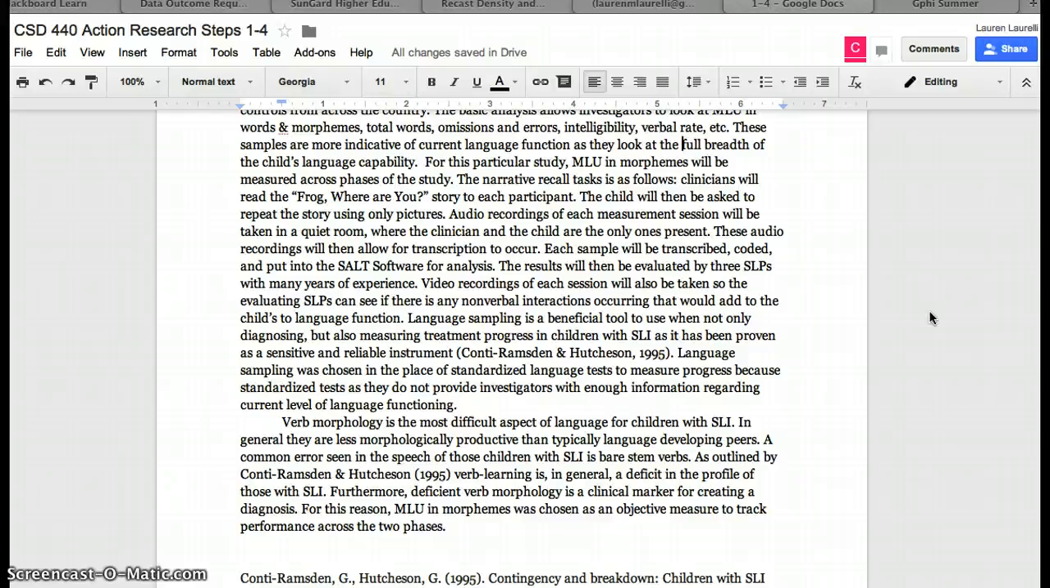A common error seen in the speech of those children with SLI is bare stem verbs. As outlined by Conti, Ramsden, and Hutchinson, verb learning is in general a deficit in the profile of those with SLI. Furthermore, deficient verb morphology is a clinical marker for creating a diagnosis. For this reason, MLU and morphemes was chosen as an objective measure to track performance across the 2 phases.